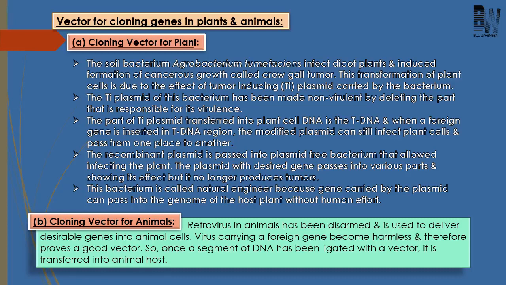That means retrovirus can be used as a vector in the case of animals, and for plants we have to use the Ti plasmid of Agrobacterium tumefaciens. So this is about the cloning vector for genes in plants and animals.